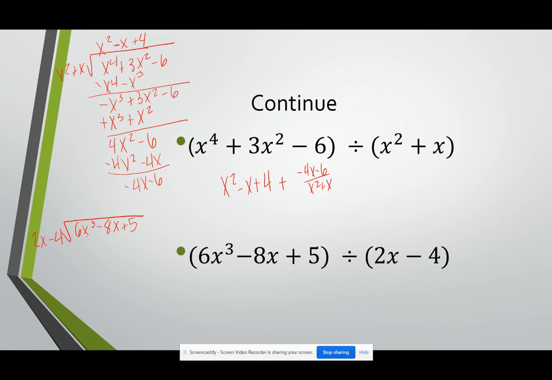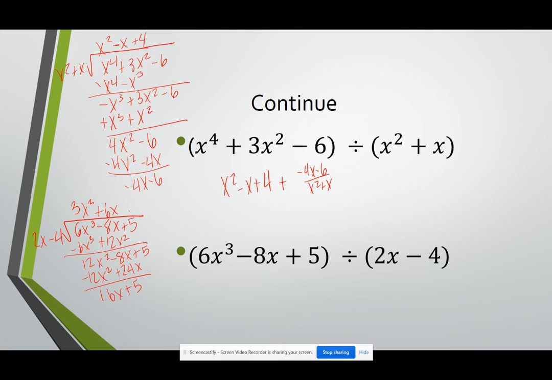So to go from 2x to 6x to the third, we multiply by 3x squared. This will become plus 12x squared. 12x squared minus 8x plus 5. We multiply plus 6x. We multiply, that becomes negative 24x. We add 24x. This is 16x plus 5.